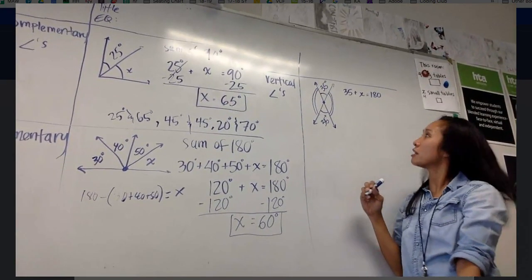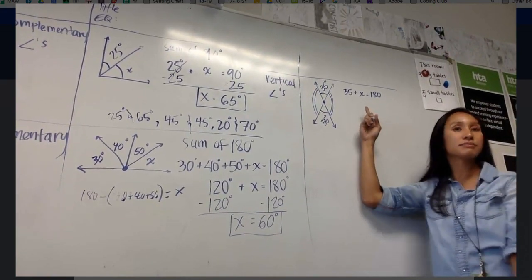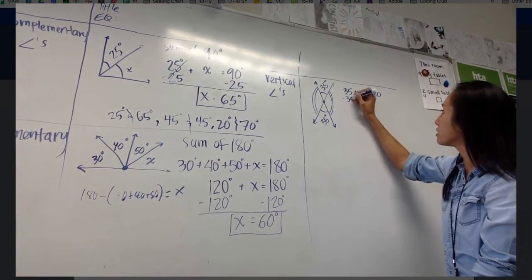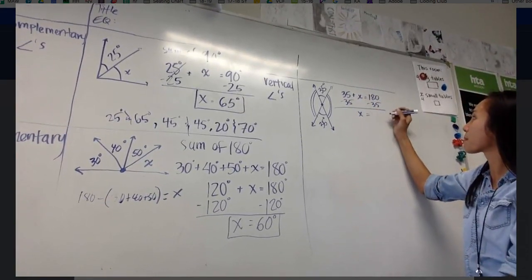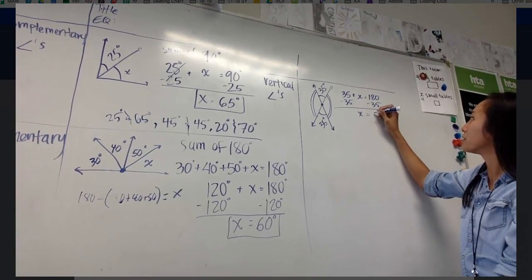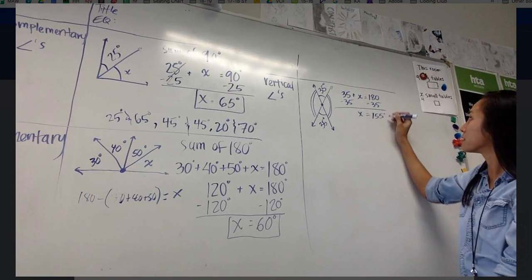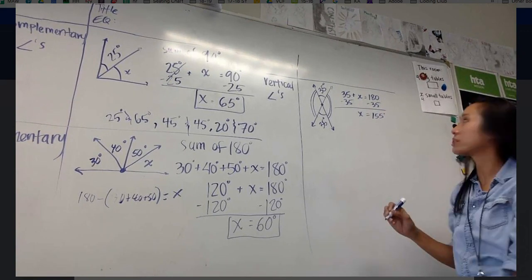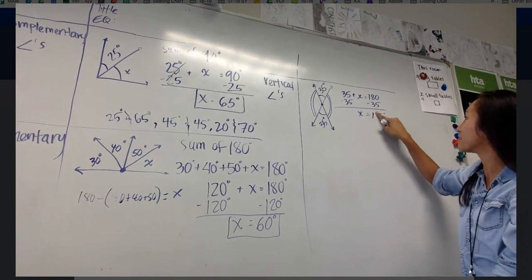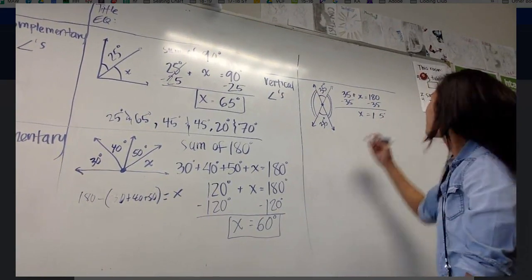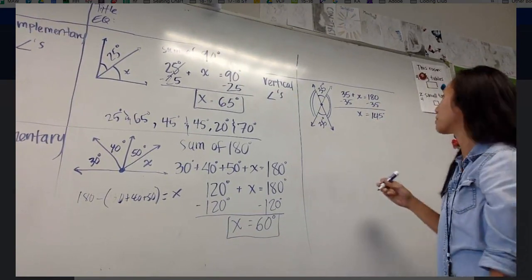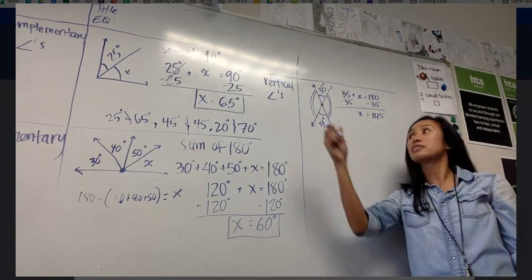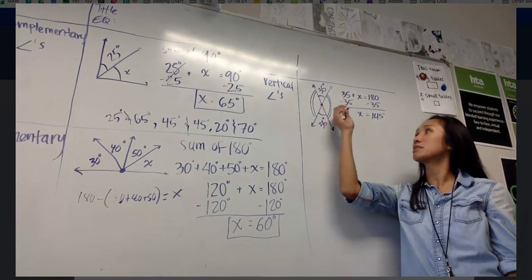What do you do to both sides? Minus 35, good. And what is the value of x? X equals 155. No, 145. That's not good mental math, I was wrong. Thank you for checking it out. 145. Now, if this one's 145, what's this one then?